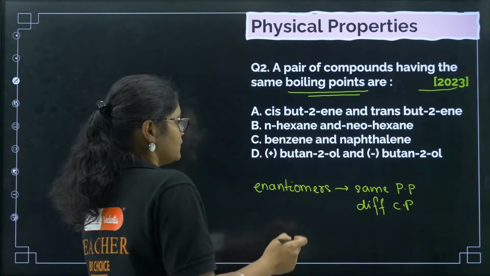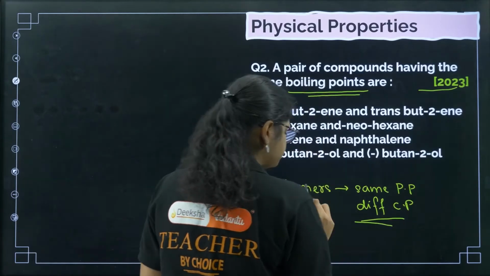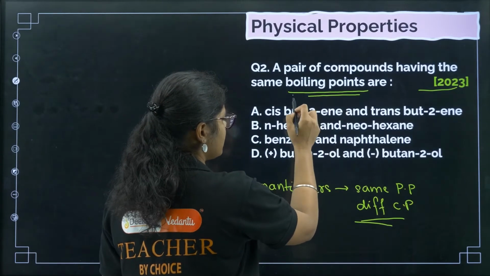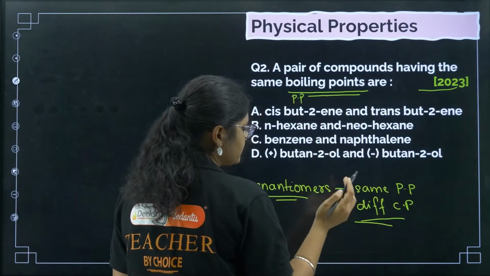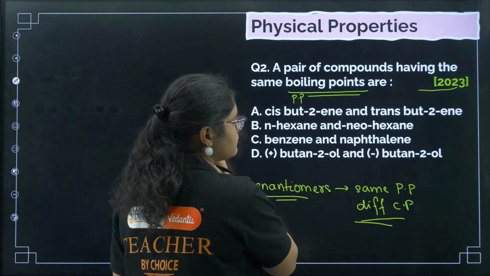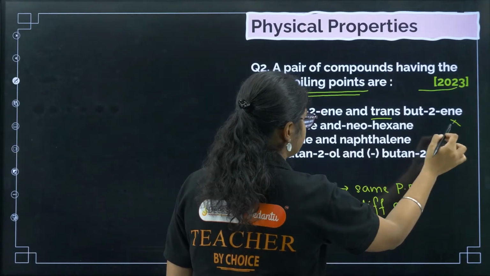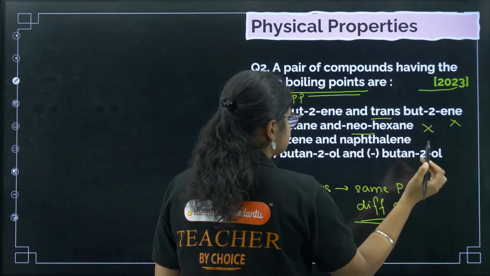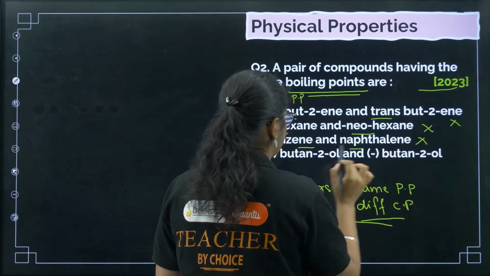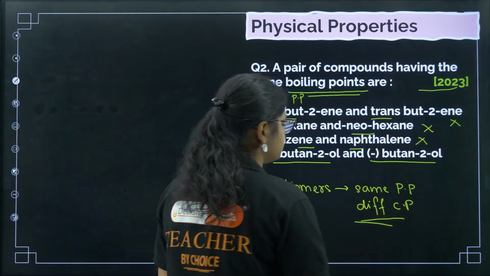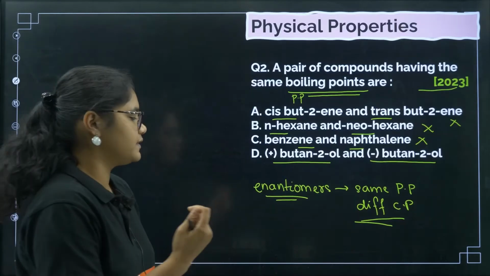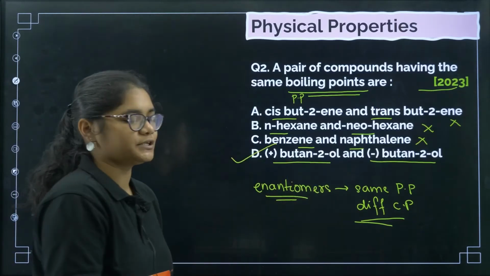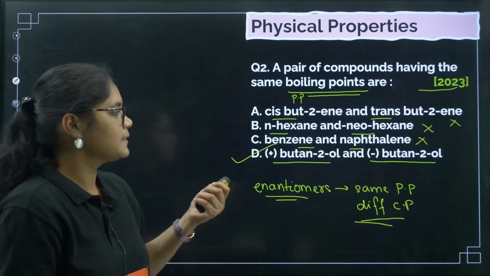Now boiling point is a physical property, so that means enantiomers will have the same boiling point. Cis and trans will have different ones; these are two different compounds. Benzene and naphthalene are different. If you see here, plus and minus butan-2-ol are enantiomers, so they will have the same physical properties. Option D will be the correct answer.